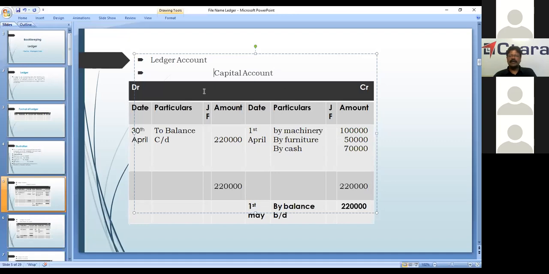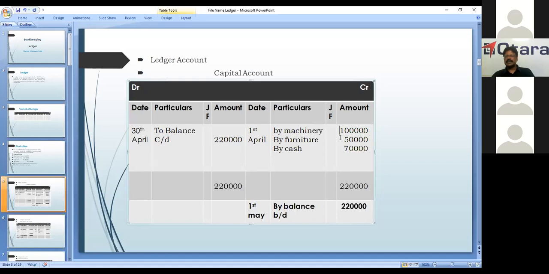Especially those who are not from a commerce background, please be attentive. We are preparing the capital account, the capital ledger, right? The journal entry for this is machinery account debit, furniture account debit, cash account debit to capital. Capital is a credit item, so we show 1 lakh on the credit side, received as capital in the form of machinery.